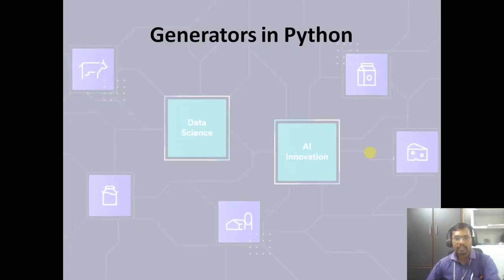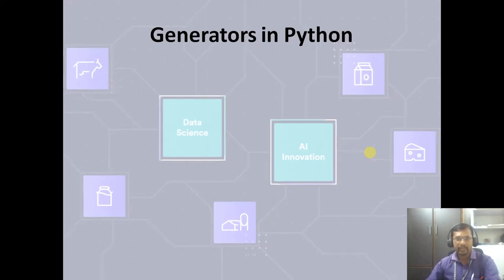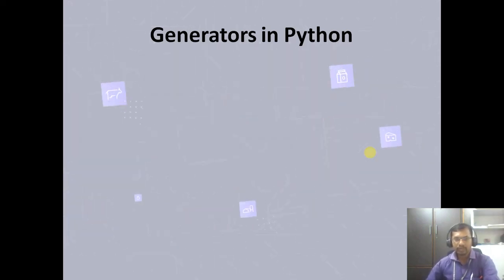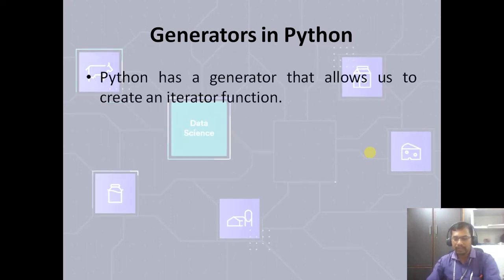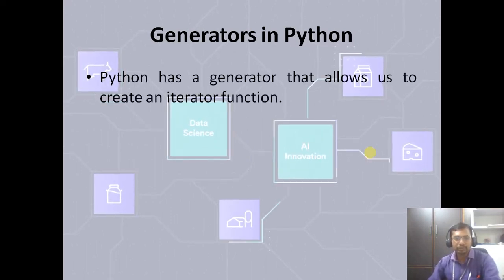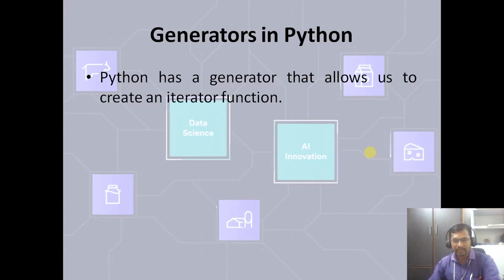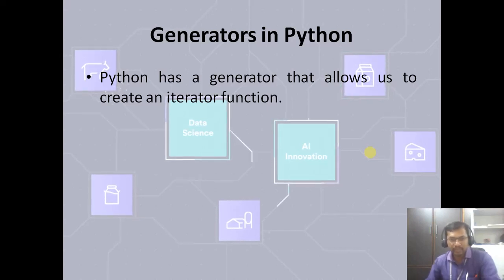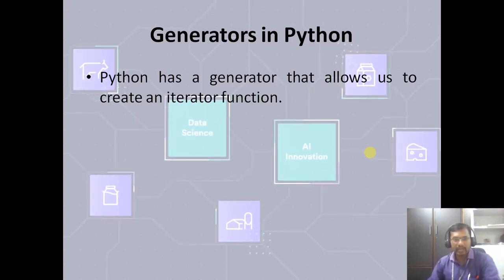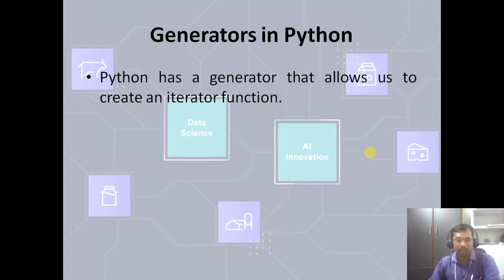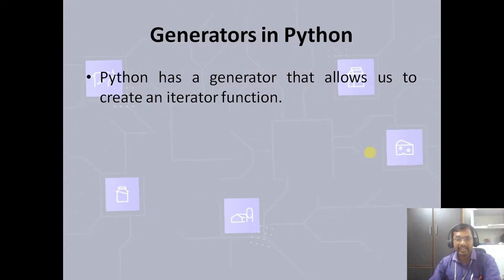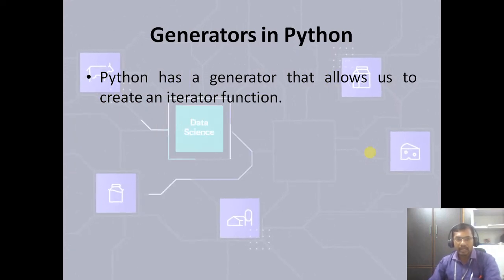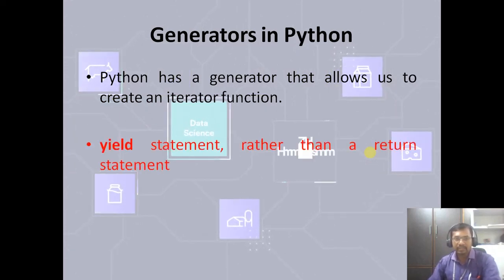The next program is about generators in Python. Before going to that, we have to know what is meant by a generator. Simply, a generator can be used to create an iterator function. Previously we already learned what an iterator object is. The generators are mainly used for creating an iterator object. And in a generator object we have a statement called yield.